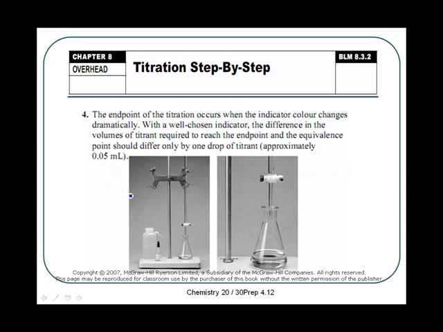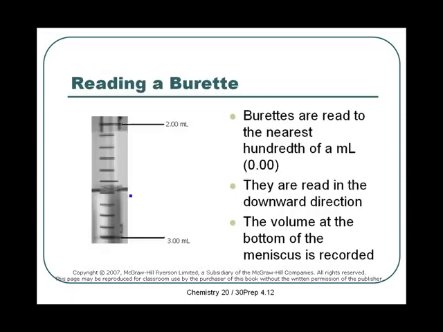The endpoint of a titration occurs when there's a color change. So it's going to start off usually clear. We're going to add an indicator to it, which might be colored, it might be not. We're going to start adding our titrant, and at some point a color change is going to happen. When the color change happens, we have seen the endpoint, which is going to be related to something called the equivalence point.